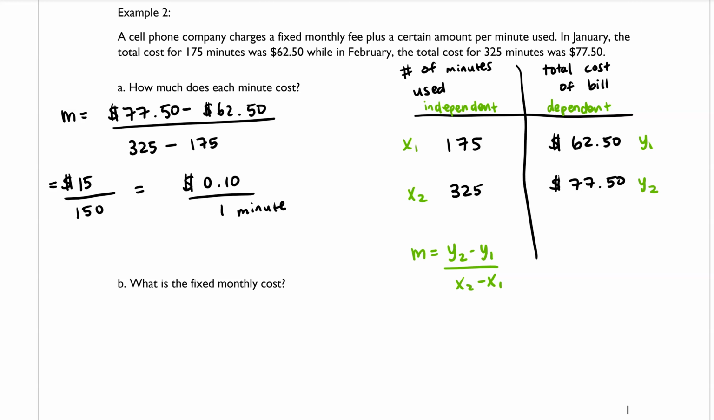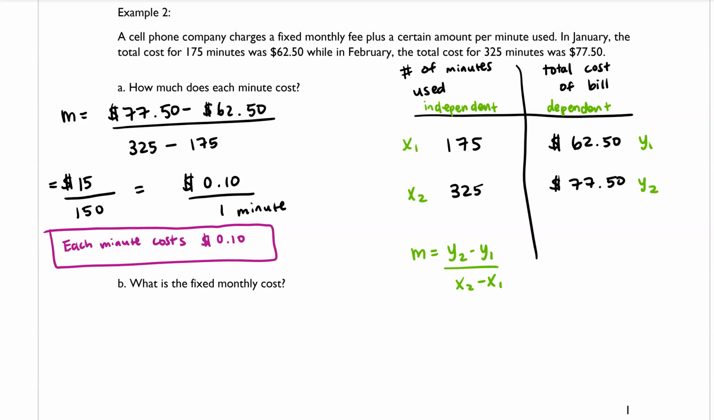So let's just write a little sentence that describes that. Each minute costs 10 cents. Okay, and we know that there is a fixed monthly cost, and we want to figure out what that is.